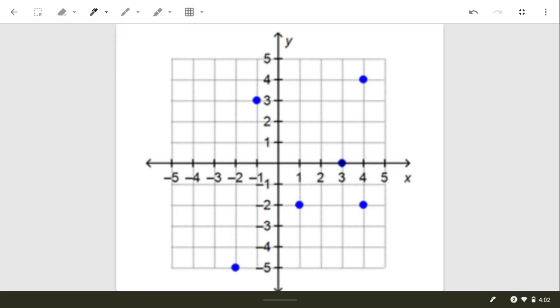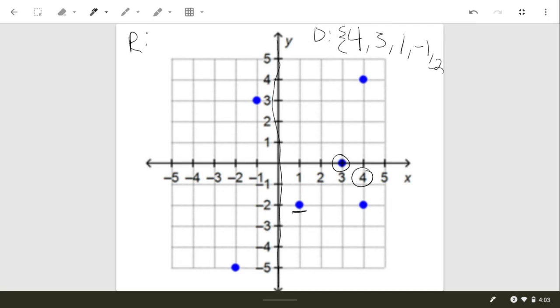So for this one, for our domain, I'm just going to list them out, no order here. You can plug in 4 for x, that's right here, because the function is defined there. You can plug in 3 for x, that's right here. You could plug in 1 for x. You can't plug in 0 because there's no blue dot here at 0 for x. You can plug in -1, and you can plug in -2. All right, that's your domain.